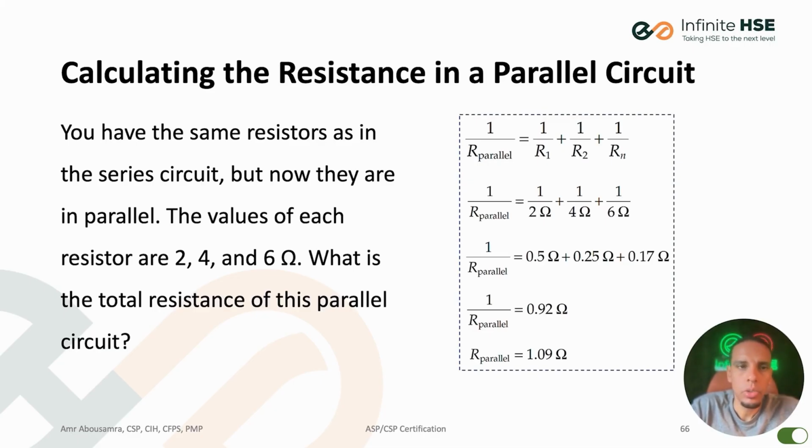Why am I telling you to remember the smallest one? Because as we said in the explanation at the beginning, the total resistance of a circuit with parallel connection will be less than the smallest one. And that's exactly what we got. The total resistance turned out to be 1.09 ohms, which is less than the smallest one.